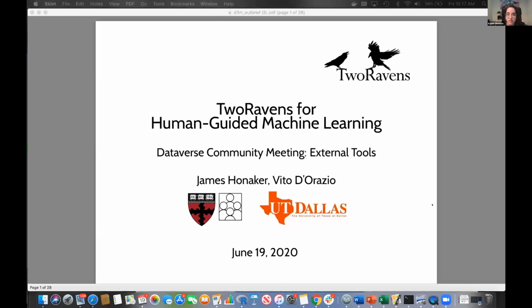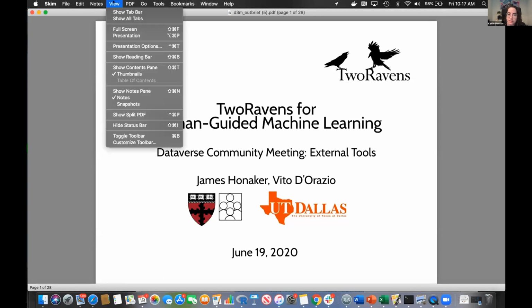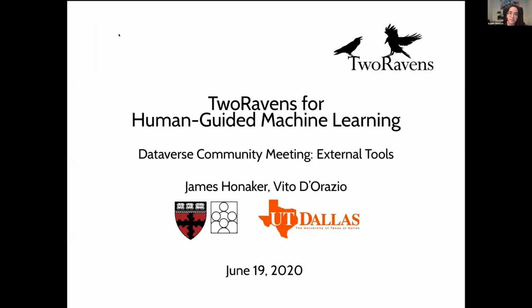So our next speaker is James Honaker, who will be speaking about Two Ravens for machine learning. James is a research associate in the Harvard Computer Science Department. His work is primarily on statistical software. He leads development of WhiteNoise and previously PSI, and is chief privacy engineer for OpenDP. He is an author on several statistical software packages, including Amelia for missing data, Zelig for statistical inference and interpretation, and Two Ravens for automated machine learning. Take it away, James.